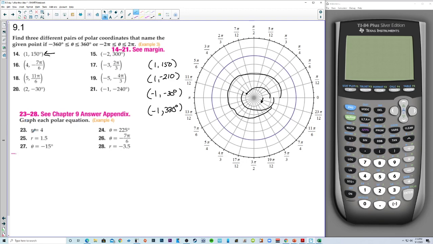Graph each polar equation. r equals 4. Well, that's a circle with a radius of 4. Using this tablet is just impossible to draw circles. So 1, 2, 3, 4. There we go, I get to cheat a little bit. There's r equals 4. Now with theta equals 225 degrees, that's going to graph a line.